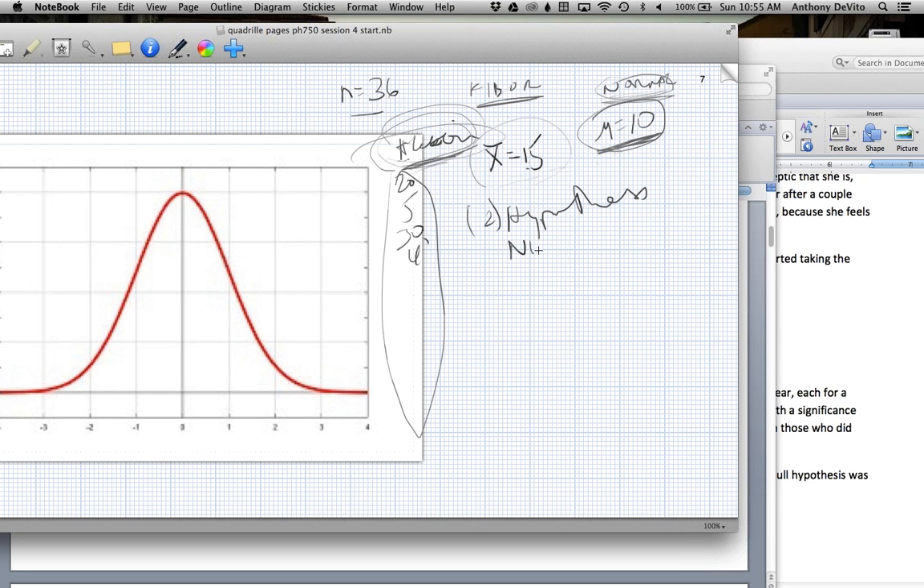One hypothesis is called the null hypothesis, and the other is called the alternative hypothesis. The null hypothesis says there's no difference between the number of lesions that fibromyalgia patients have and the number of lesions that normal people have. How would I write that? I could write mu for fibromyalgia is equal to mu for normals, the average for the population of fibromyalgia patients equal to the average number of lesions for normal patients.